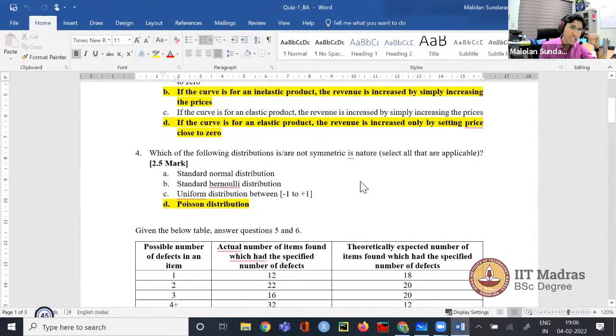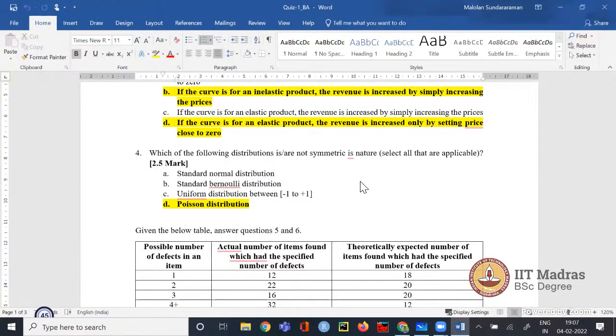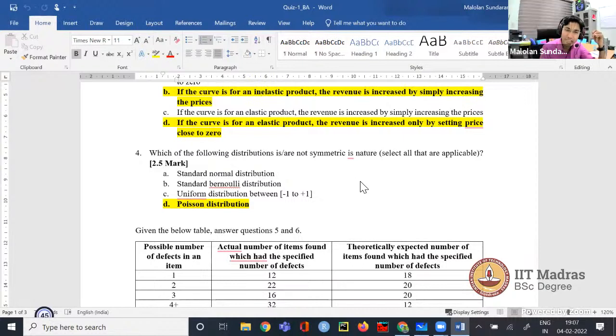Question number 4 is actually interesting. Question number 4 talks to you about the nature of distributions. What is a symmetric distribution? Can someone define it to me? What is a symmetric distribution? The mean, median, and mode overlap. Okay. What does that physically mean?